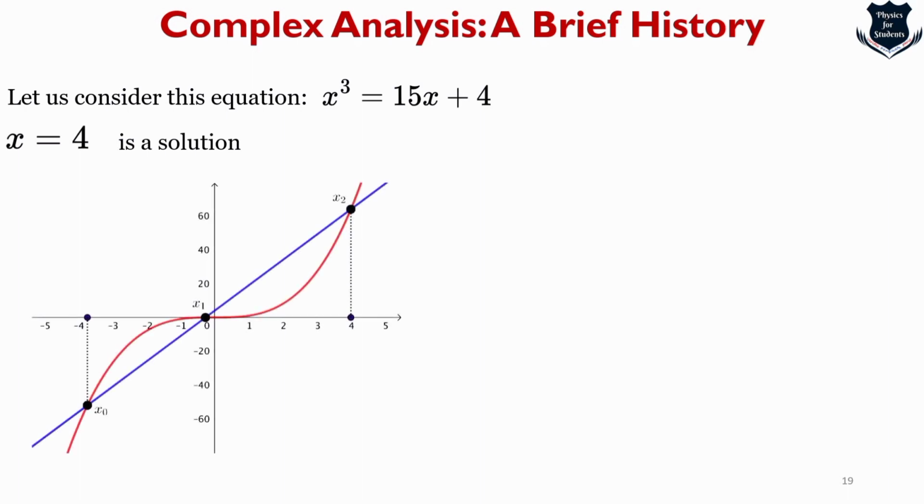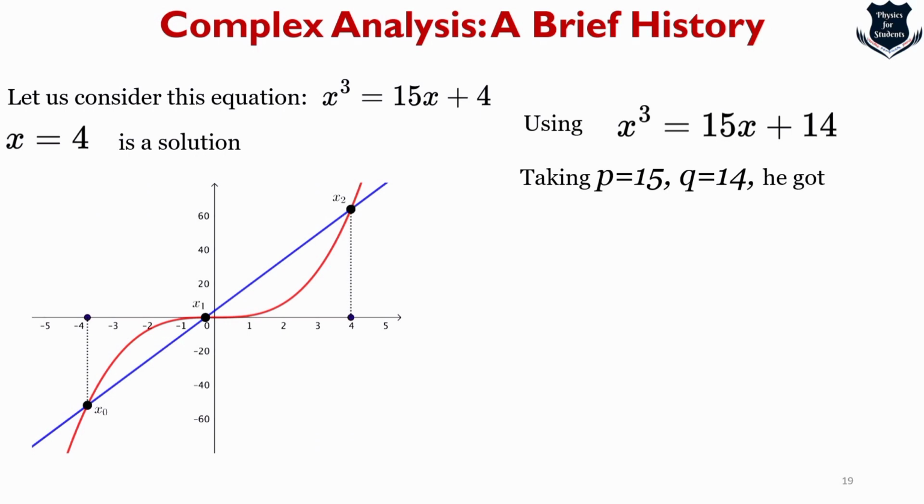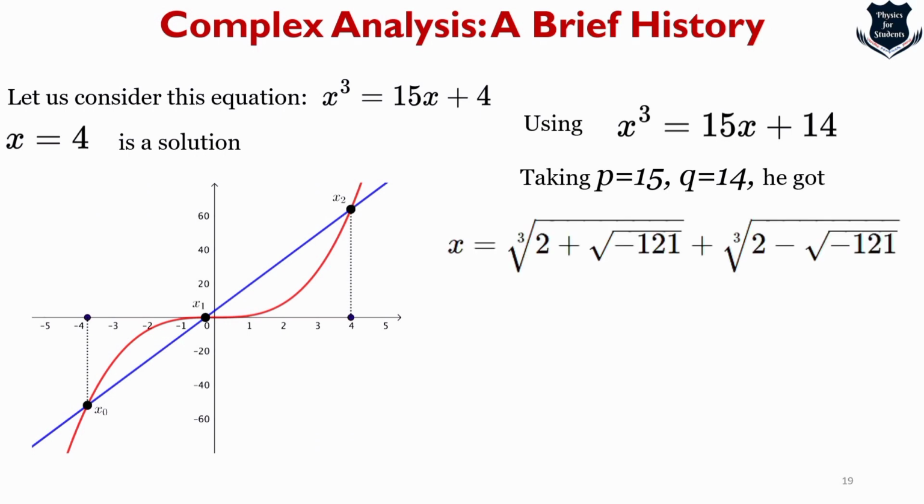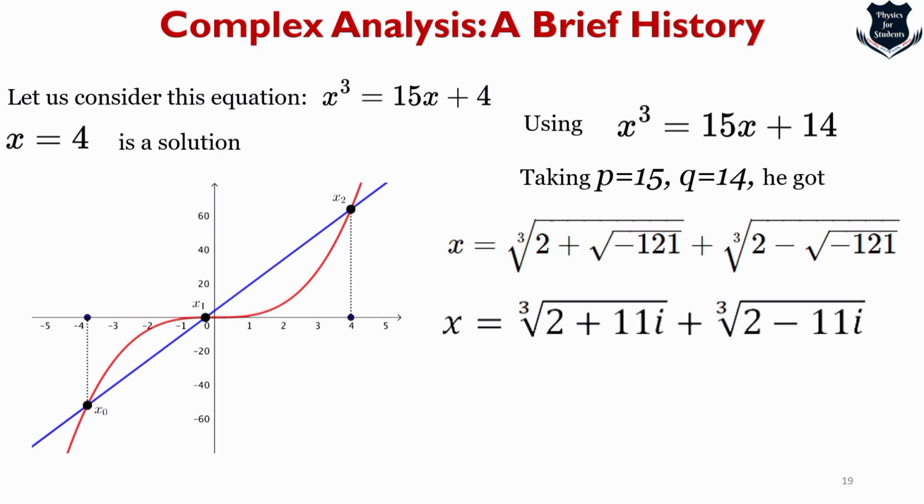Why? You see this kind of graph where I have drawn this, and you can see that if you plot it, it has got a solution, and it is cutting at 3 points, this, and this. Right? So from here, using x cubed equals px plus q, and taking p equal to 15 and q equal to 4, he got into this, which resulted into this.